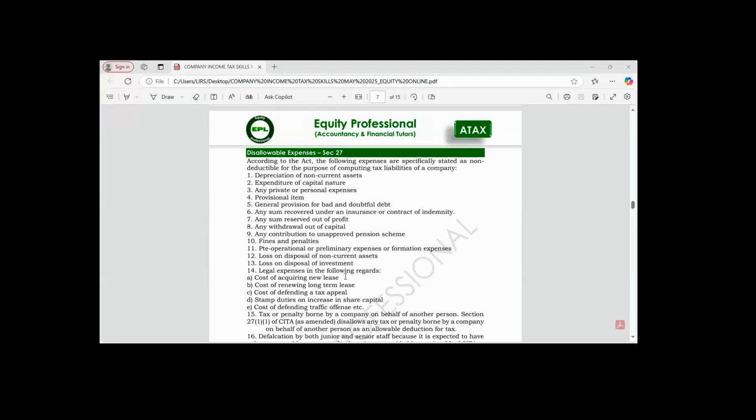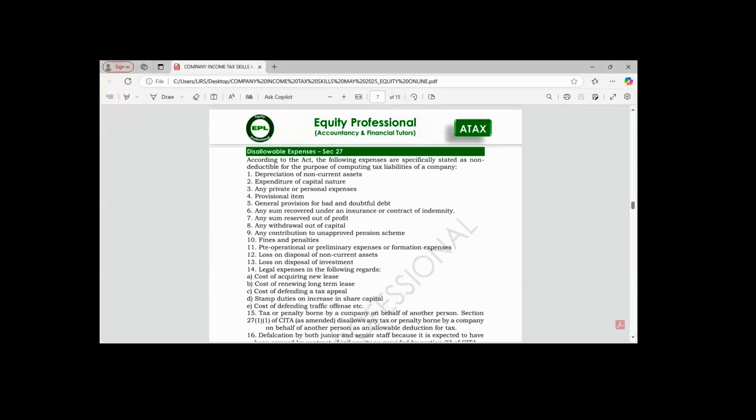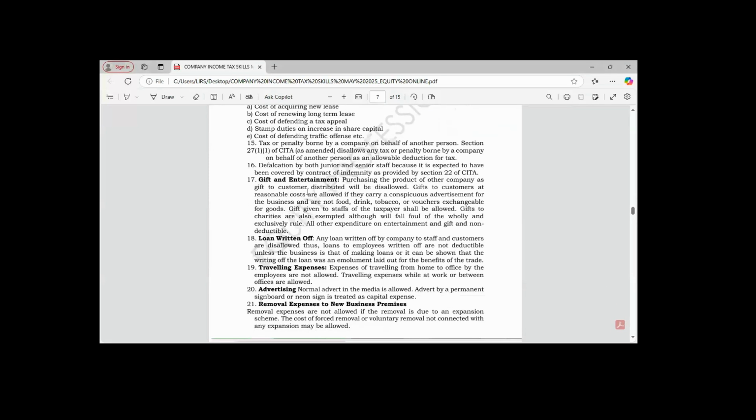It is only renewal of a short-term lease that is allowable. Renewal of a long-term lease is disallowed. The cost of renewing a long-term lease is also disallowed. The cost of a tax appeal is disallowed. Stamp duty on increased share capital is disallowed. The cost of defending a traffic offense is also disallowed. Tax or penalty borne by a company on behalf of another person is also a disallowable expense.